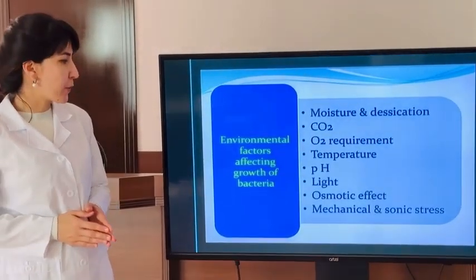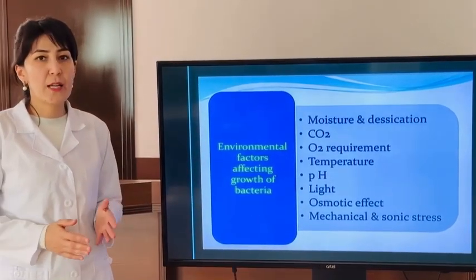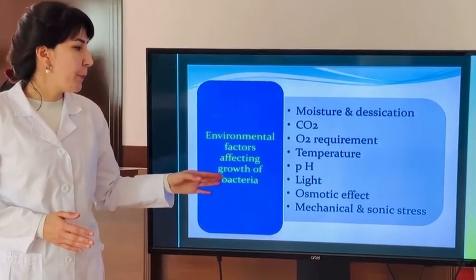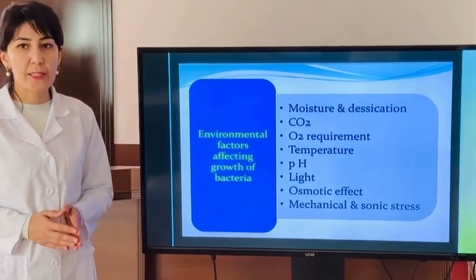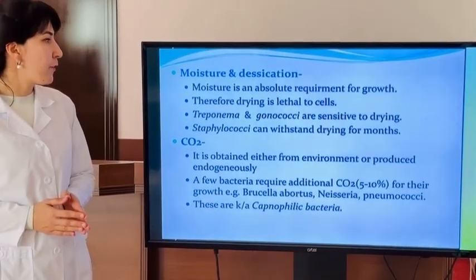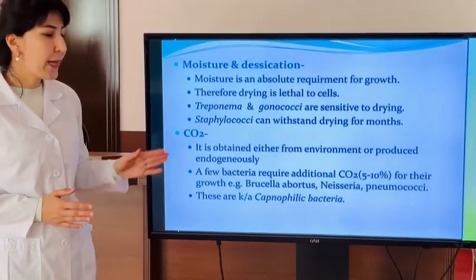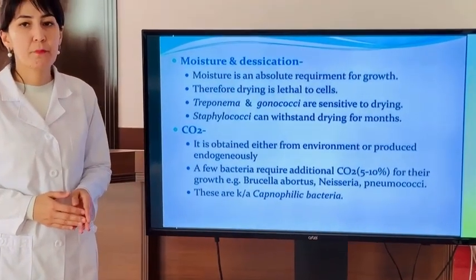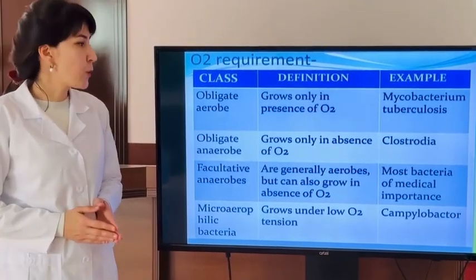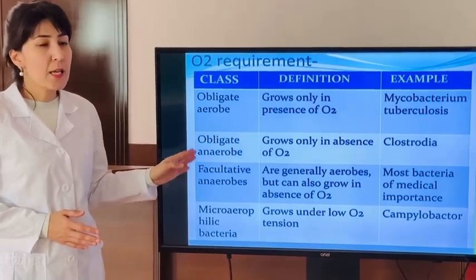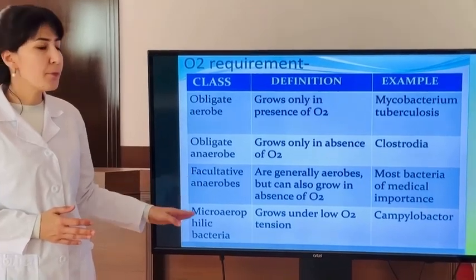Environmental factors affecting growth of bacteria. What are the environmental factors? Carbon dioxide, temperature, pH, light, osmotic effects, and mechanical and sonic stresses. Here we can see moisture and desiccation, and how the growth of bacteria depends on oxygen and carbon dioxide. Regarding other requirements, bacteria are divided into four classes: obligate aerobes, obligate anaerobes, facultative anaerobes, and microaerophiles.